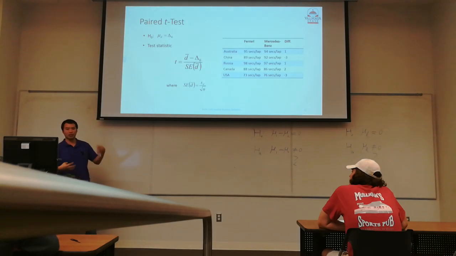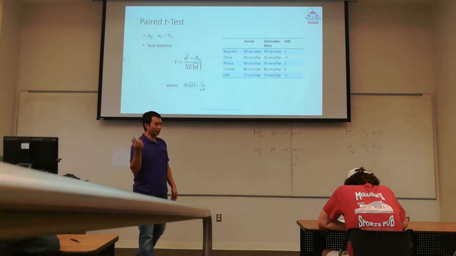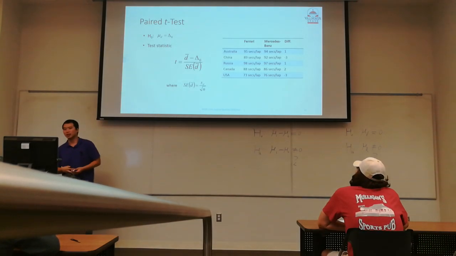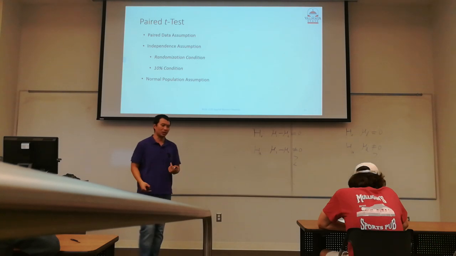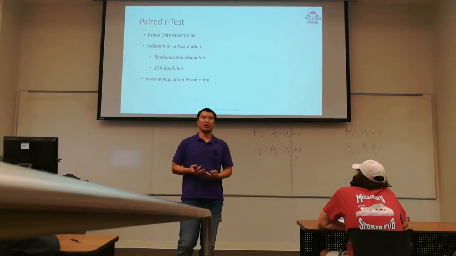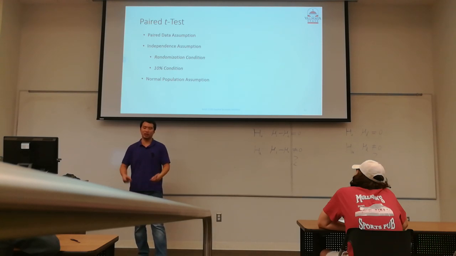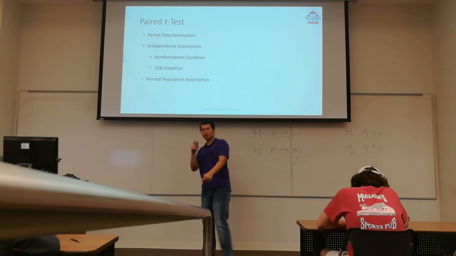We have all the information, and then we calculate the t and put it into the t curve, find the p value, and compare the p value with alpha. That's it. Then, if we go back, there are some assumptions we have to make. The very first is that we have to make sure our data are paired data. So we collect data in pairs. That's the first assumption.